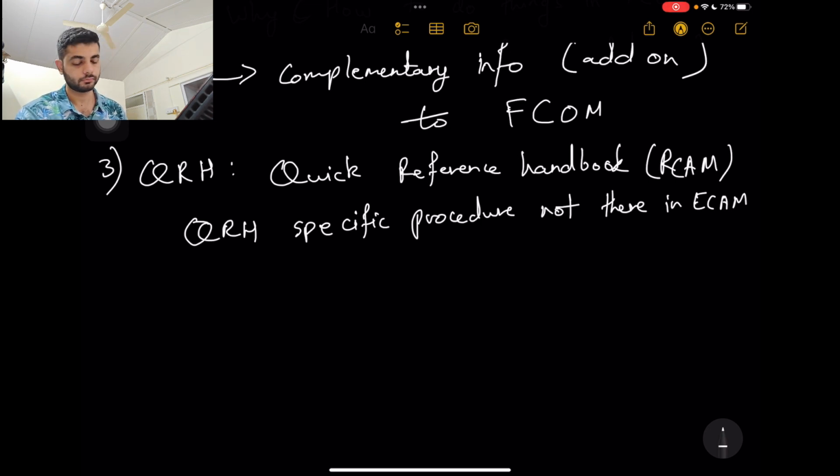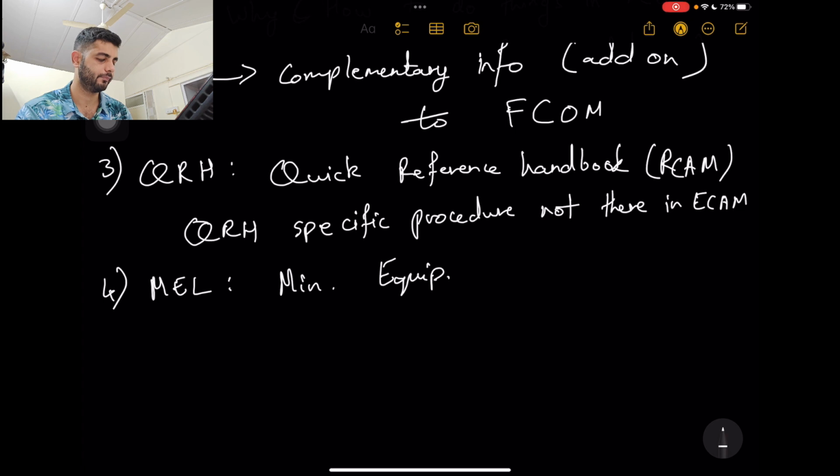Okay, then your next one is your MEL. MEL is minimum equipment list. Okay, this is by the operator. So like Air India, Indigo, Vistara, whoever is the operator, he is making a minimum equipment list, and he says this is the minimum equipment required for you as a pilot to take the aircraft for a flight. Meaning company requirements. Company has self-imposed these things on it.